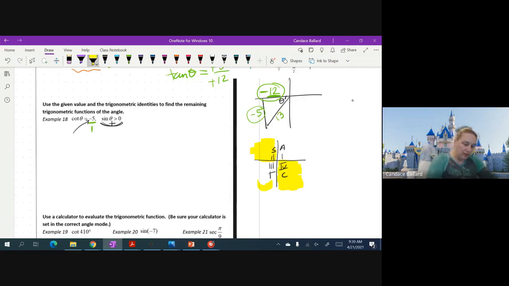So I'm going to actually erase all the other stuff. Oops, not highlight, erase all the other stuff. Okay. So we know that we're going to be in quadrant 2. In fact, I'm going to erase that. I'm just going to draw my triangle in quadrant 2. Okay. All right. So before I even set the triangle up, it says that it wants me to get the remaining trig identities, or the trig functions of the angle.